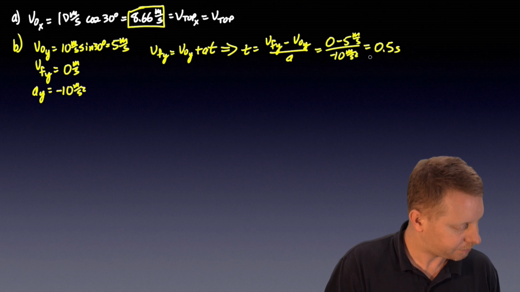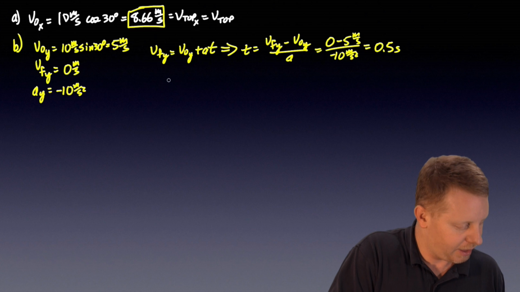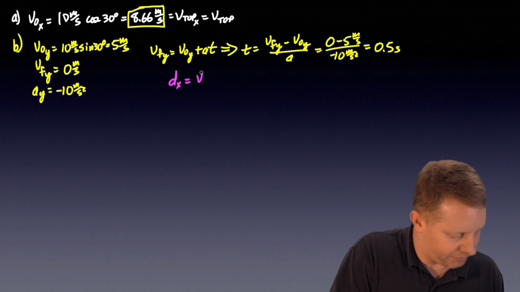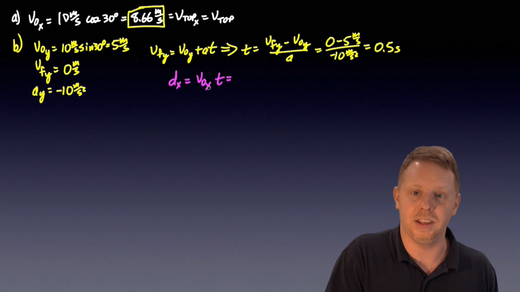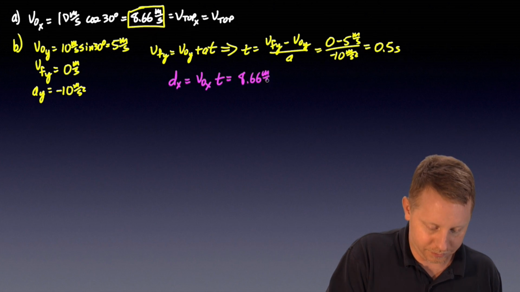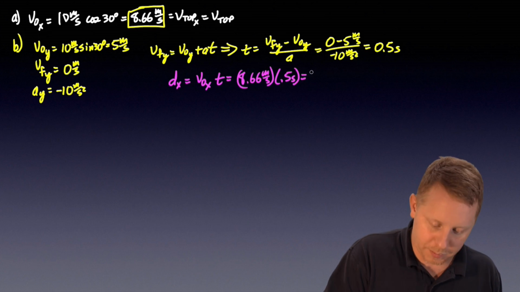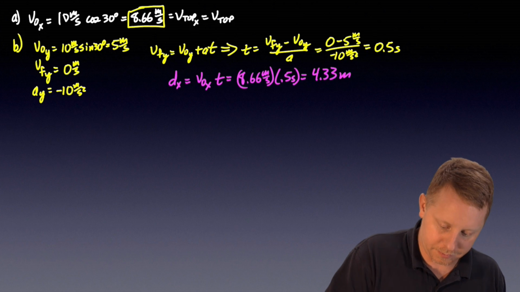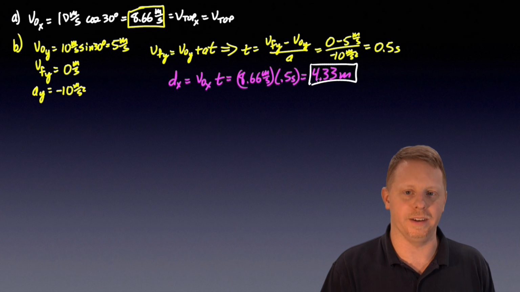seconds. Once we have that, we can find the distance it's traveled horizontally. Delta x, or displacement in the x direction, is just going to be v initial in the x direction times time. We said the initial velocity in the x direction was 8.66 meters per second, times our time, 0.5 seconds, is just going to be 4.33 meters. All right, we're on a roll here.